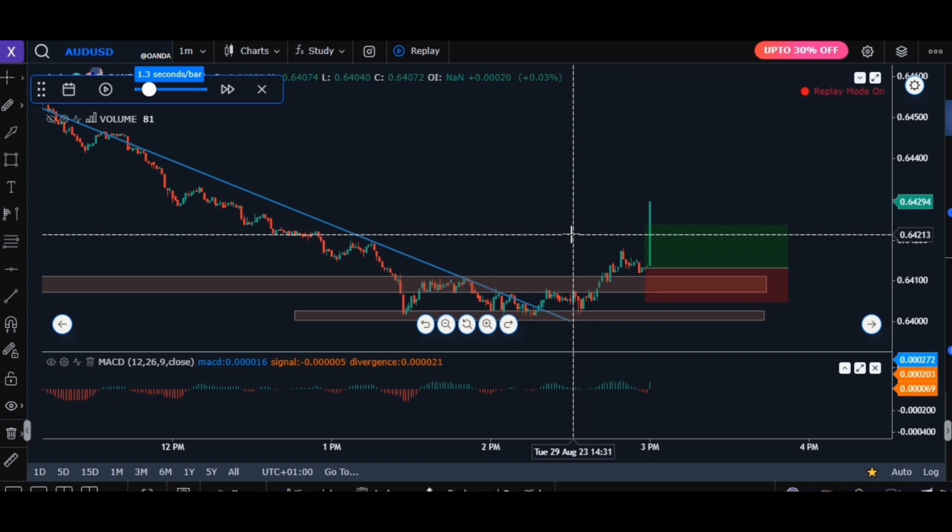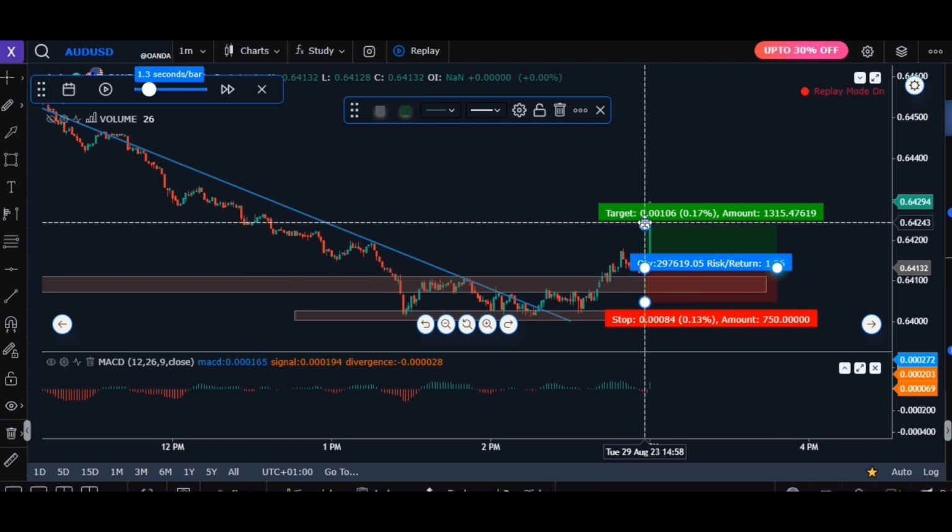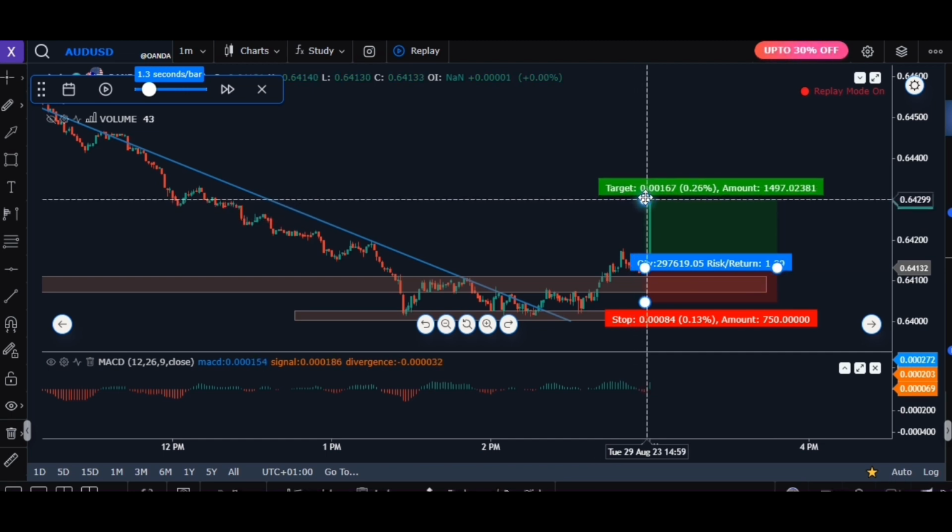Understand? High probability trade, remember. So we are just going for 1 to 2 risk reward. We are not going to be greedy, guys.